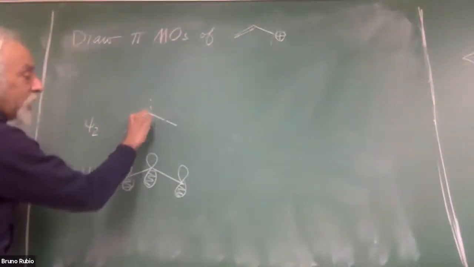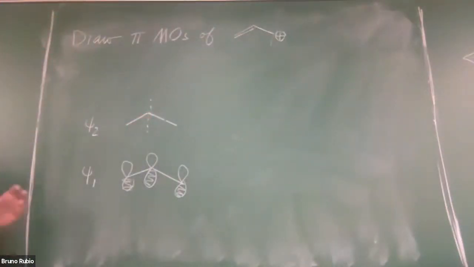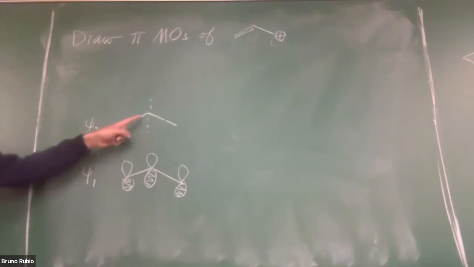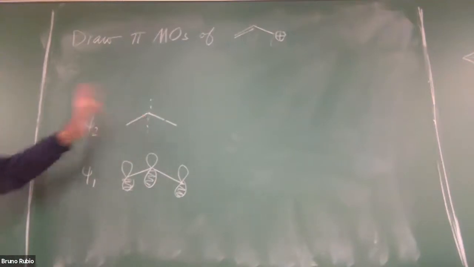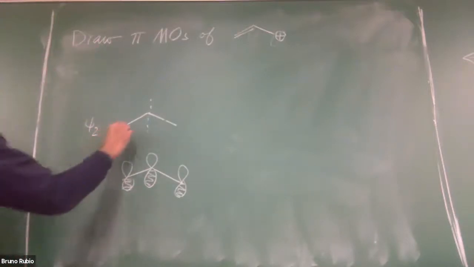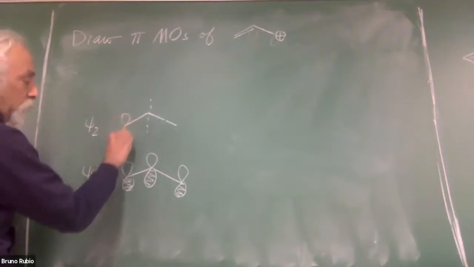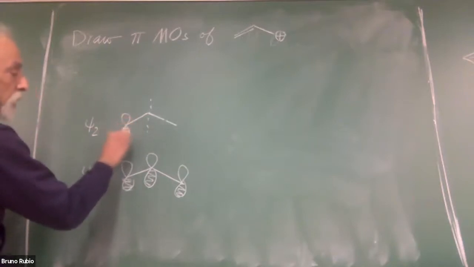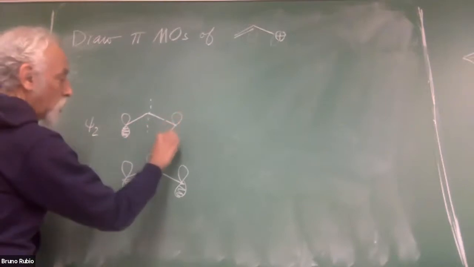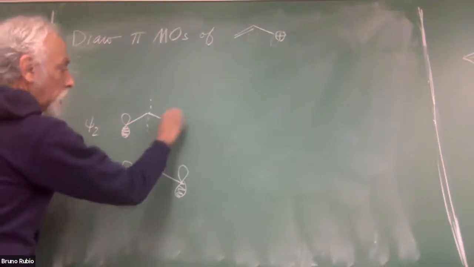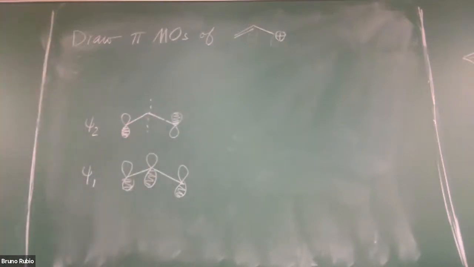I'm going to put it here, right in the center. And so the molecular orbital here has a value of 0, right? Because this dotted line represents the node, and the node is where the wave, the molecular orbital, is equal to 0. So that's what the next highest molecular orbital looks like.